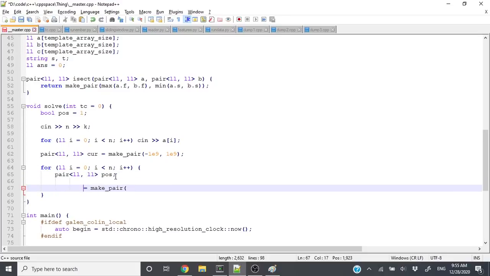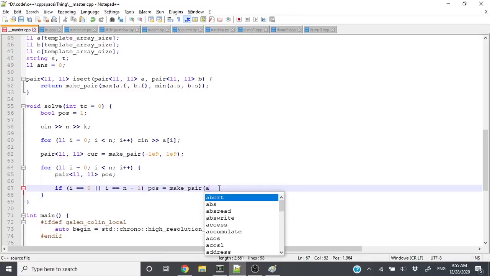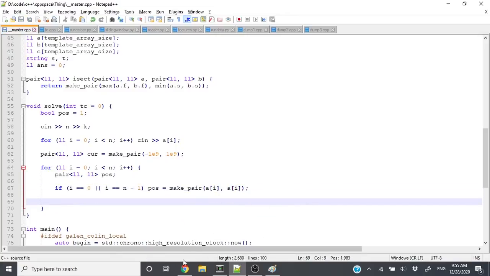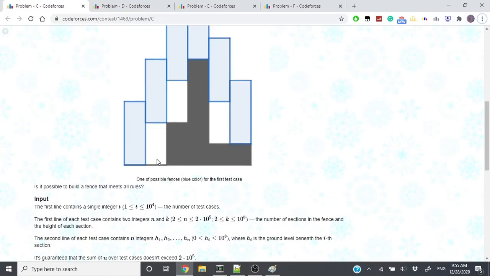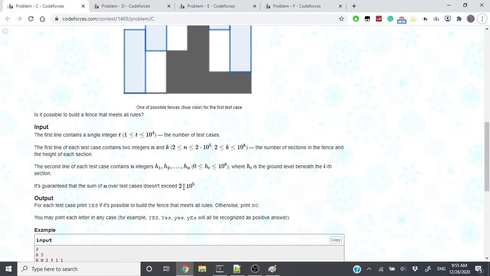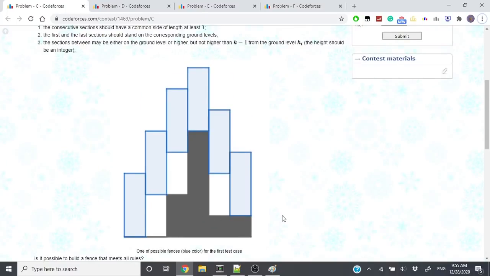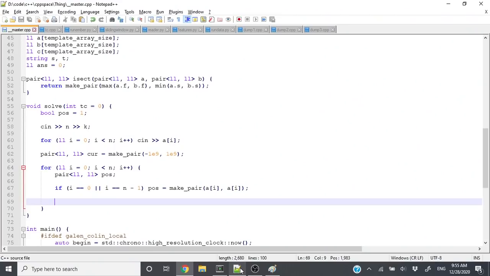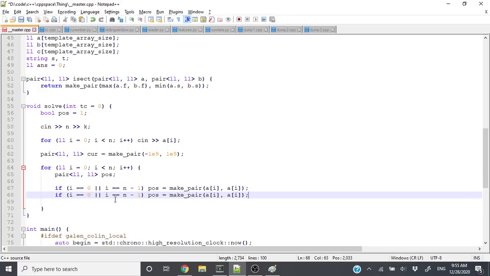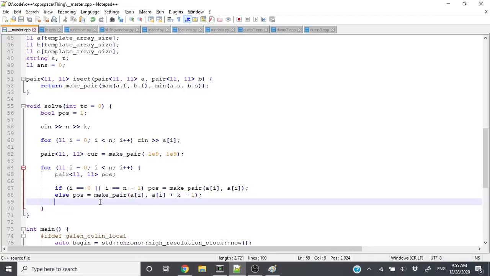So from the end, then we have special rules. If I is equal to 0, the only height we can have is our initial one. Otherwise, we can go anywhere from our initial height to that plus k minus 1.